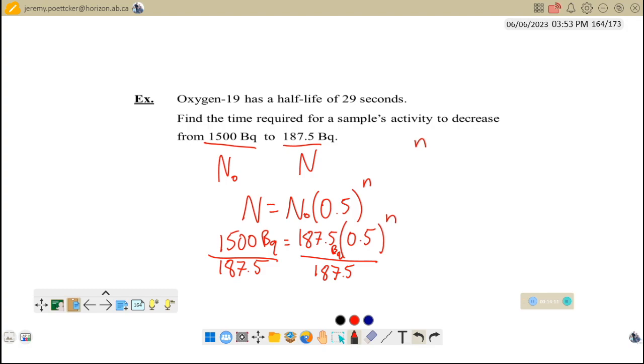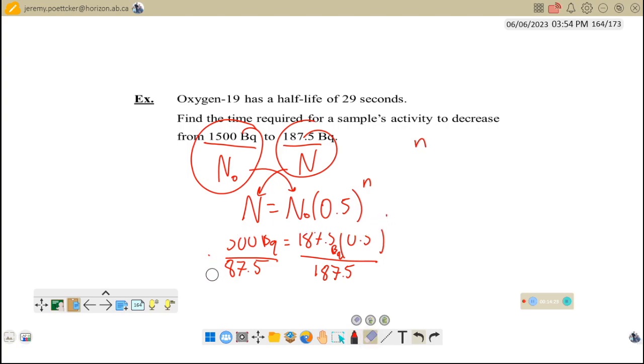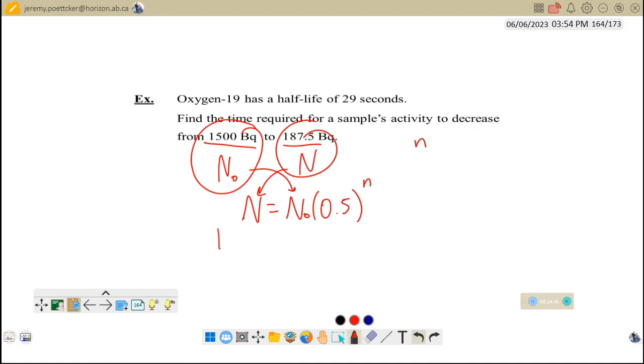And first of all, let's actually use the right numbers. This is an easy mistake to make. So what we have to actually realize is that I labeled this correctly, but that means that number should be there and that number should be there. So let's try again. Okay. 187.5 becquerels is equal to 1,500 times 0.5 to the n. Divide by 1,500.